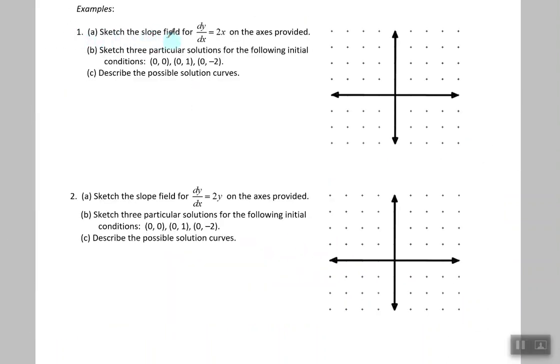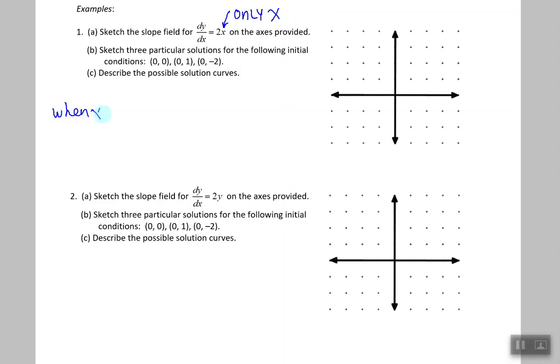1. Sketch the slope field for dy/dx equals 2x on the axes provided. So to do that, we want to think about, first, what is the differential equation dependent on: x, y, or both? Noticing that in our differential equation, we only have x. So when we think about what the slopes are going to be, we only have to think about what the x coordinates are.